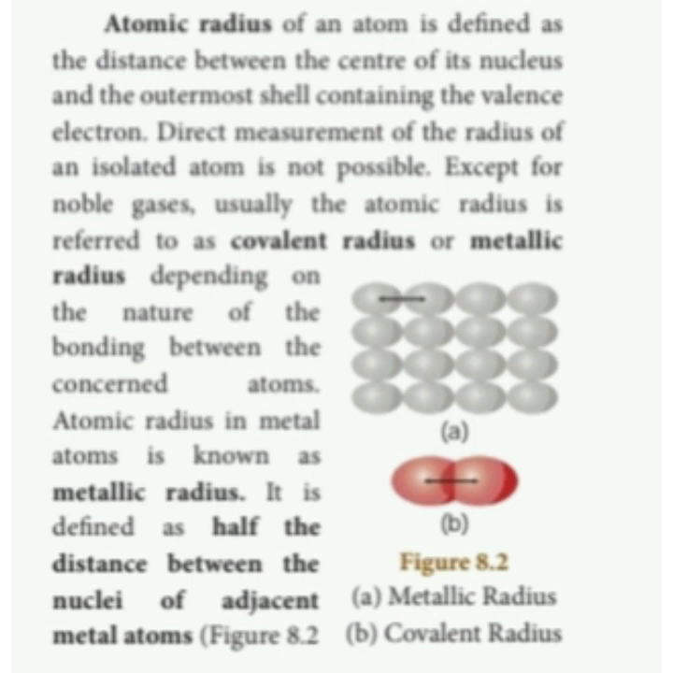Direct measurement of the radius of an isolated atom is not possible. That means except for noble gases, the atomic radius is referred to as covalent radius or metallic radius. For example, for helium, neon, argon, krypton, direct measurement of the radius is not possible for the noble gases. But for all the other elements except noble gases, the atomic radius can easily be measured.